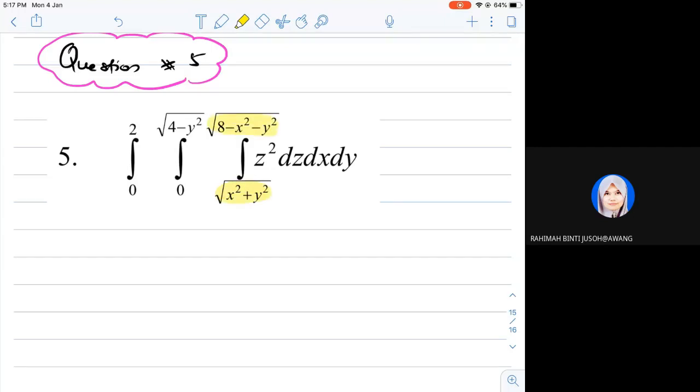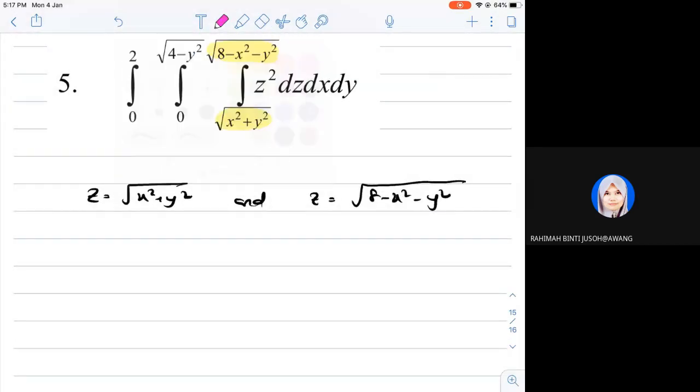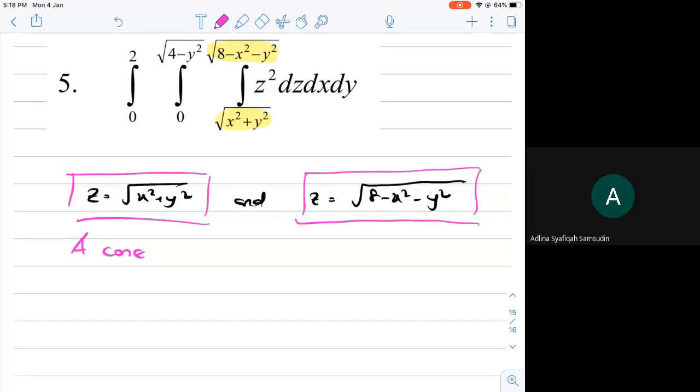Z equals to this and this. We have two graph here. Okay, we have z equals to square root of, and z equals to square root of 8 minus x squared minus y squared. Okay guys, the first equation, this, is representing a what? Bentuk apa tu? Hemisphere. Ya ke hemisphere? Cone. Cone, yes, a cone, right? It's okay, nice try. A cone, yes. How about this, the second one? Hemisphere, yes, a hemisphere. Okay, so saya tak dah tahu dah dia bentuk cone, lepas tu atas dia hemisphere, alright.